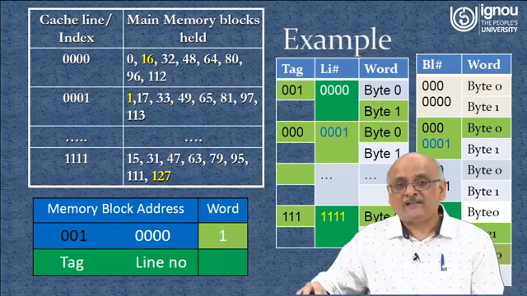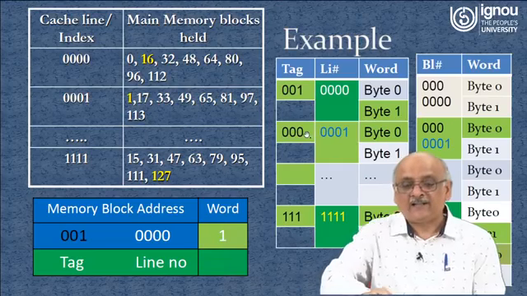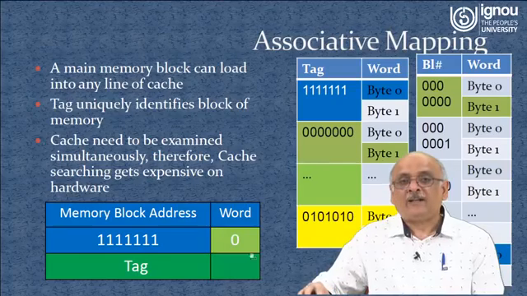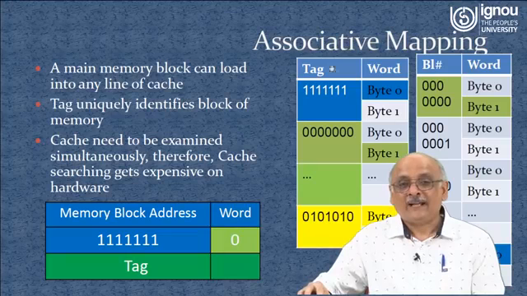This is the tag number. This is the line number, which determines which line it can be. So if I know which line it can be, I simply match the tag number of the cache. If the tag number of the cache matches, it's perfectly all right. If the tag number does not match, then the memory is not located in that particular line. It has to be brought from the main memory into that line, and accordingly this tag needs to be set.